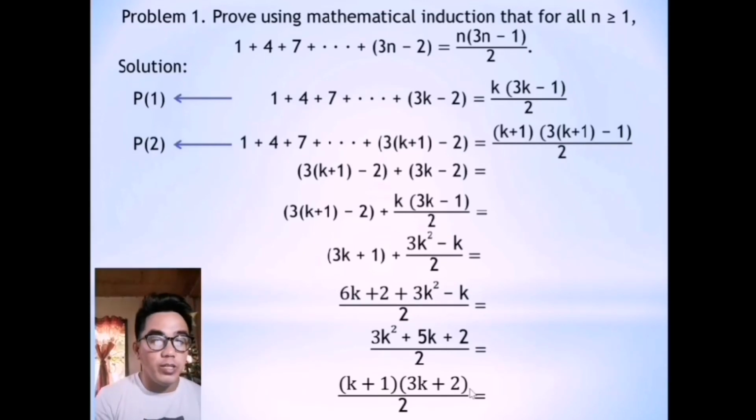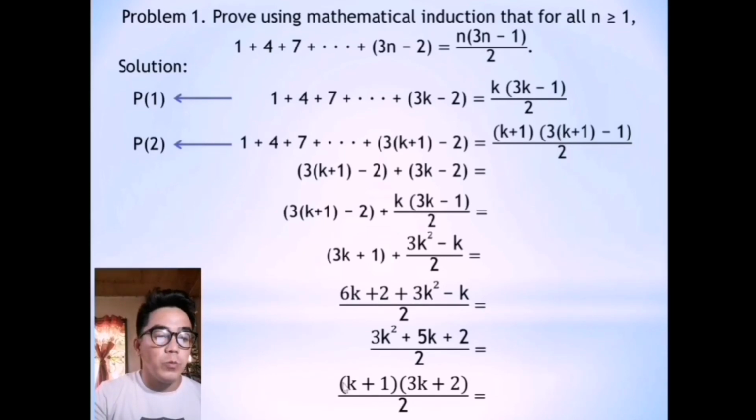How are you going to check it? You're going to multiply k times 3k, that is 3k squared. K times 2 is 2k. 3k times 1 is 3k. So 3k plus 2k is 5k. And 1 times 2 is 2. So meaning to say, this equation on the numerator is the same as this equation.